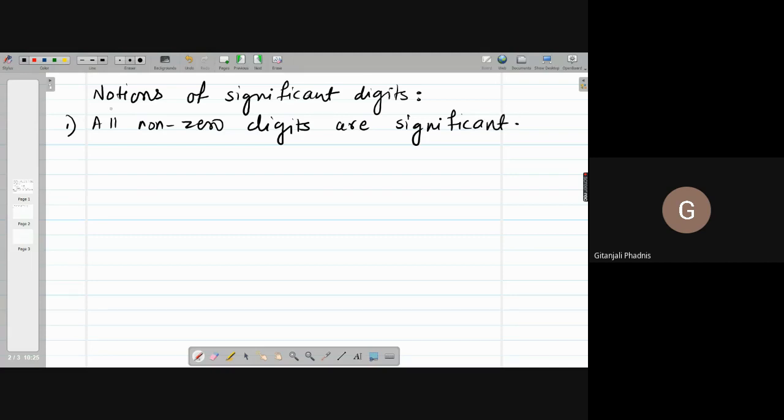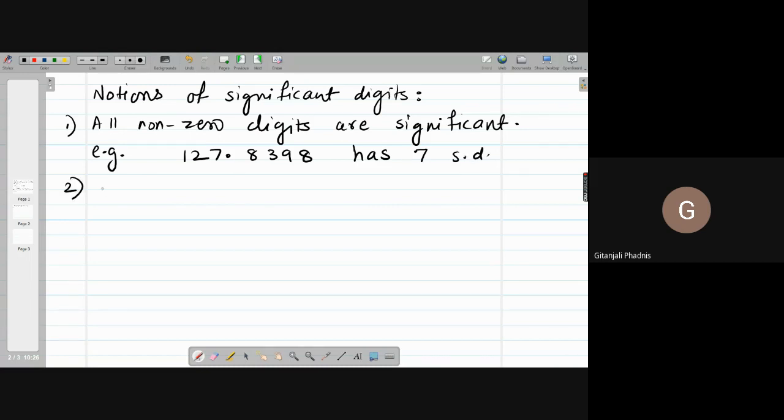Okay, so for example, if I write 127.8398, then all these numbers are non-zero. So how many significant digits do I have in this number? 7. 7 significant digits.